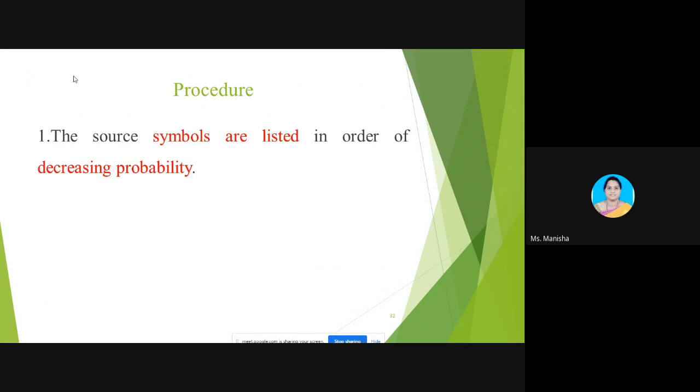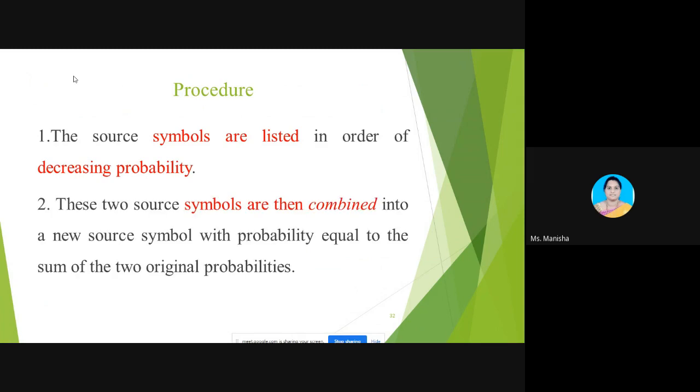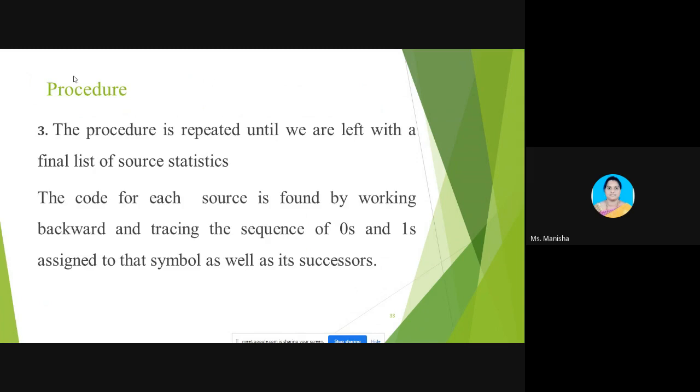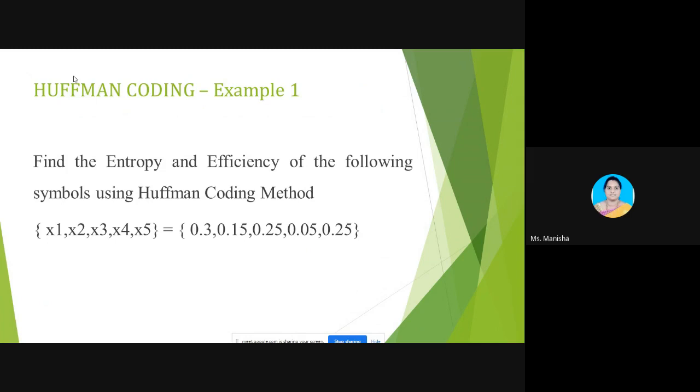The procedure for this Huffman encoding is, first, the source symbols should be listed in decreasing order of probabilities. Next, the two source symbols will be combined to produce a new symbol, which will be the sum of the two original probabilities. Third, the procedure you have done from the first should be repeated until the final statistics. At last, by backward tracking the sequence, zeros and ones are assigned and then the code is found out. So just now we can see a problem.